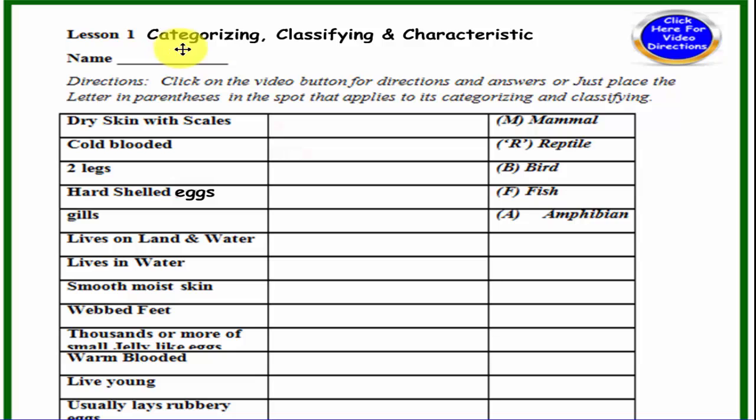In Lesson 1 on categorizing, classifying, and characteristics, you probably clicked on this button, which is very good, because this lesson is going to be in several parts. Part 1. You'll notice that what we have here are some characteristics of a mammal, reptile, bird, fish, and amphibian. And you notice we have the letters M, R, B, F, and A. What we'd like to have you do is decide on which one of these falls in each one of these categories. But before we do that, the second part of this is a video that you will need to watch, and then we'll come back to this worksheet.